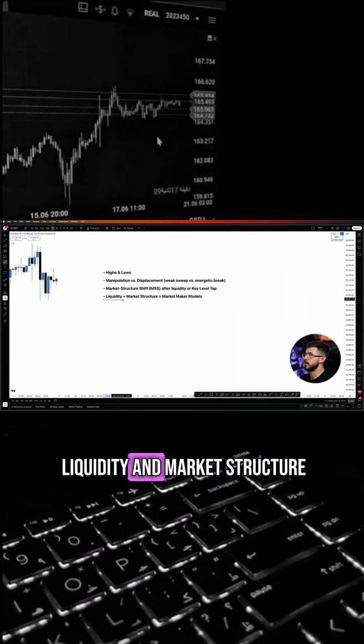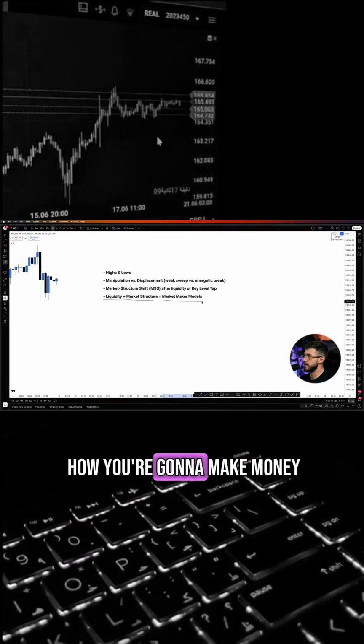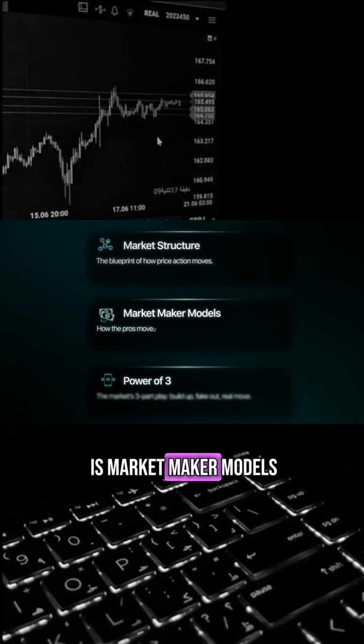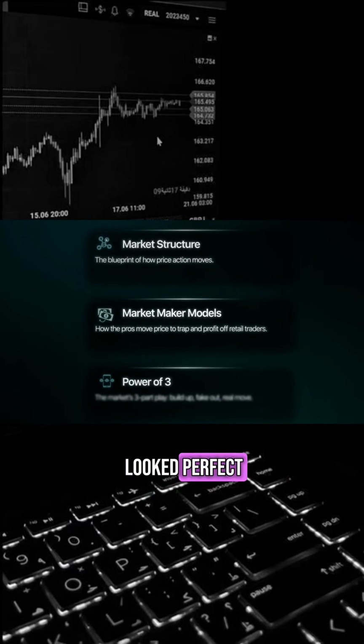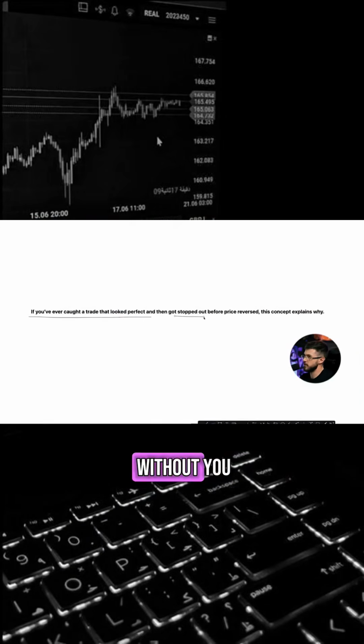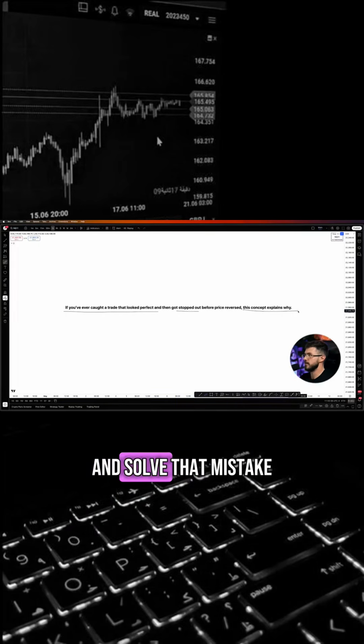Now that you've learned liquidity and market structure, let's combine them into how you're going to make money using these concepts, which is market maker models. Now, if you've ever caught a trade that looked perfect and then you get stopped out and it just runs without you, then this is going to explain why and solve that mistake for good.